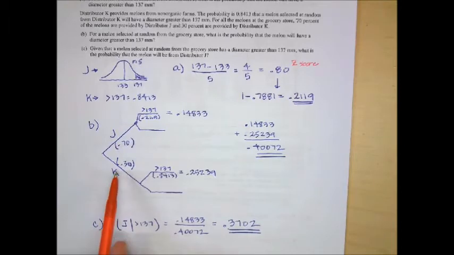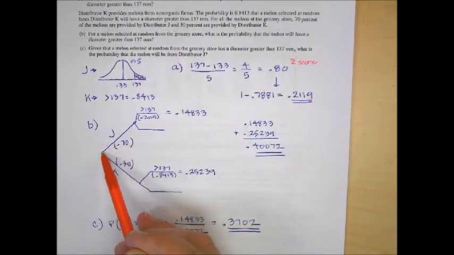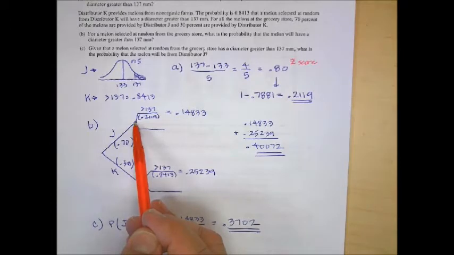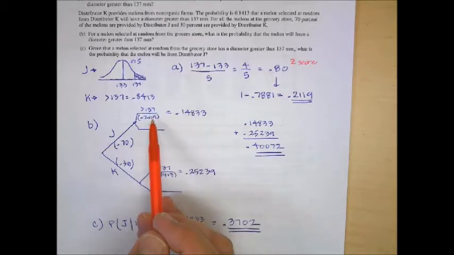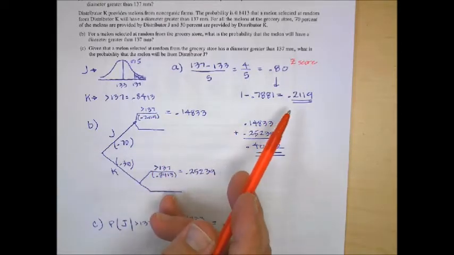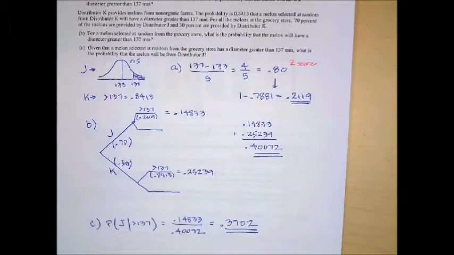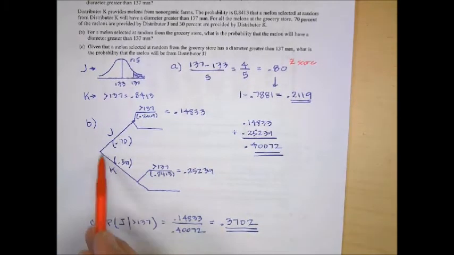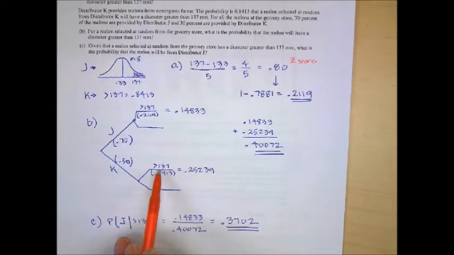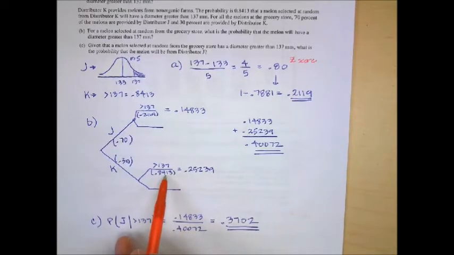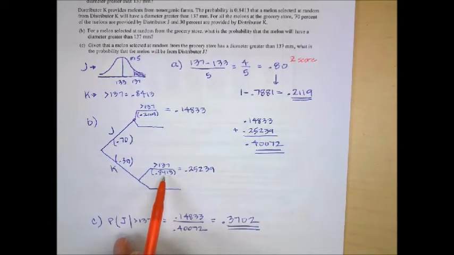Now, when it comes to the size, 137 seems to be like the important number. From supplier J, the probability that the melon is greater than 137 millimeters is 0.2119. That's what we just found out in the first part of the problem. Now, from supplier K, the probability that any given melon is greater than 137 millimeters is 0.8413. That was simply a given. We didn't have to come up with that at all.